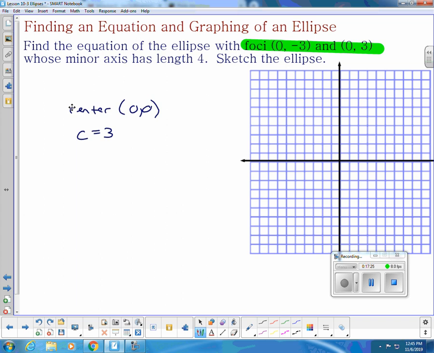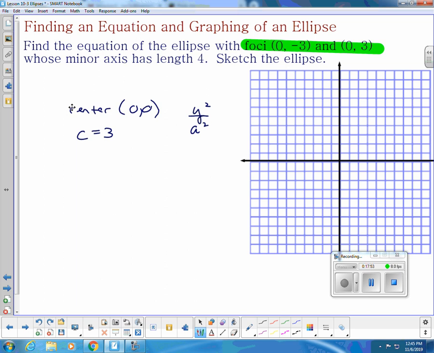Since the focal points are going up and down, the major axis is going to be under the y, right? The a squared is going to be under the y because the focal points go along the major axis. Since the focal points are changing y values, that means the a squared is going to be under y. So my a squared is under my y squared. Those are the three things I know, just from that little bit.